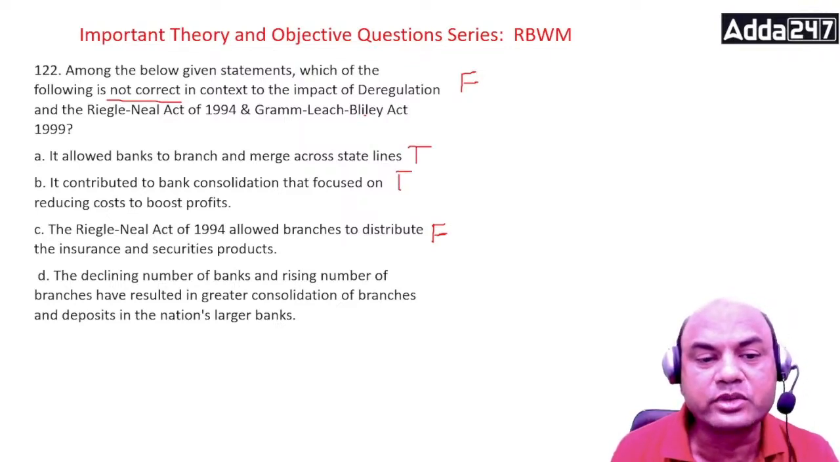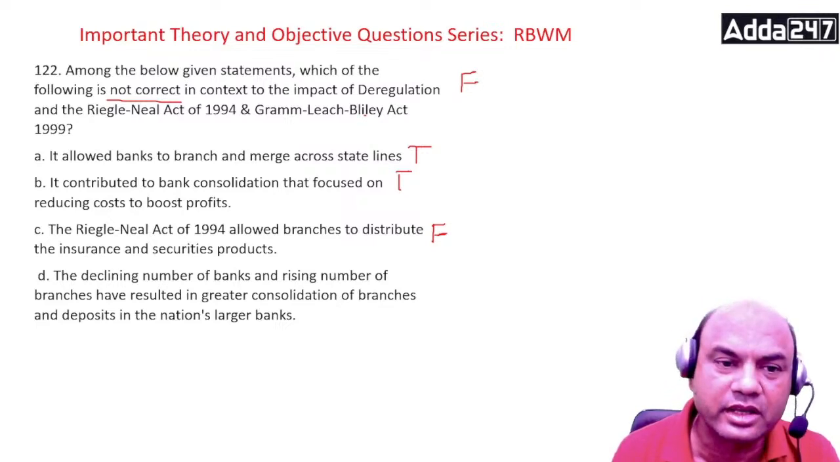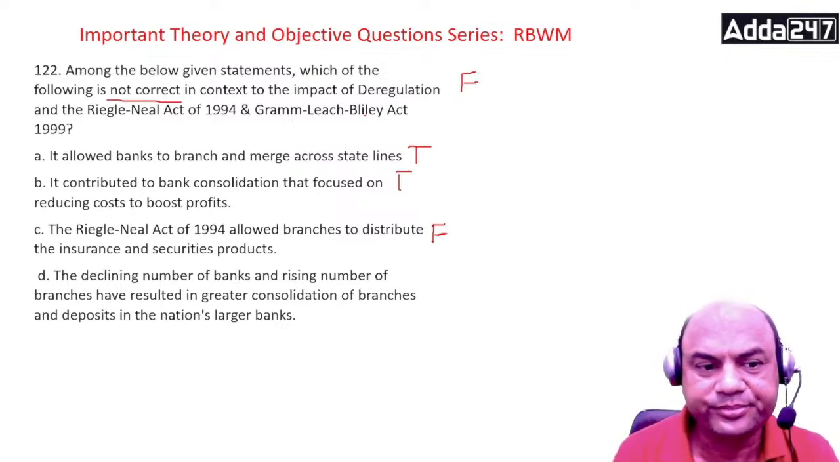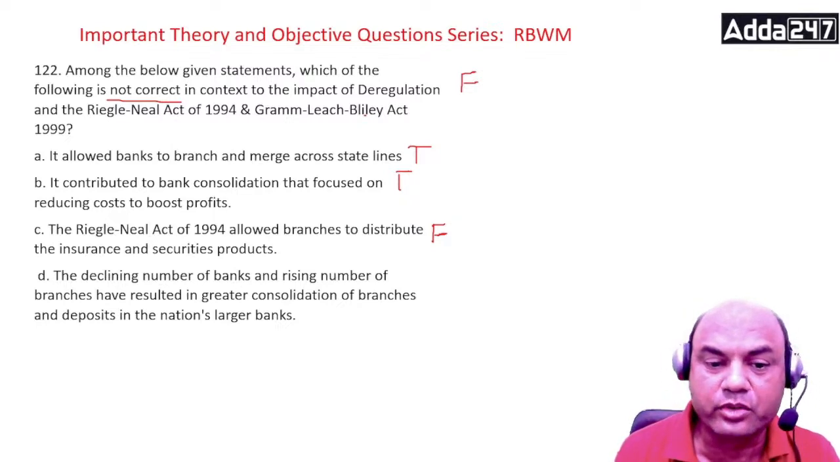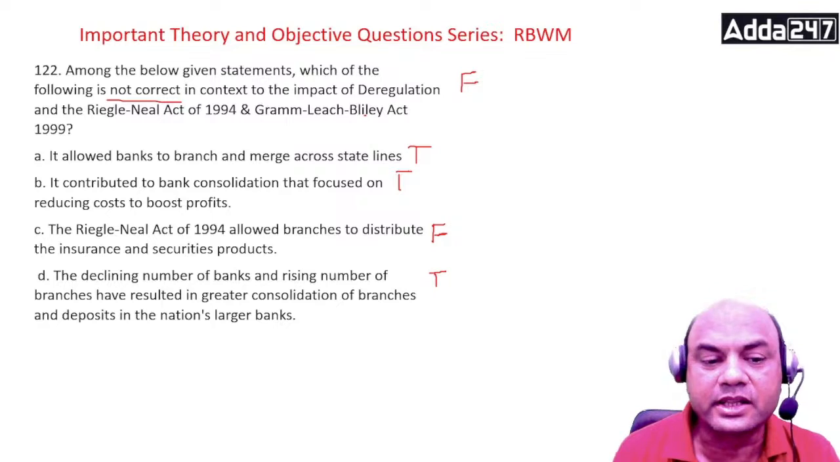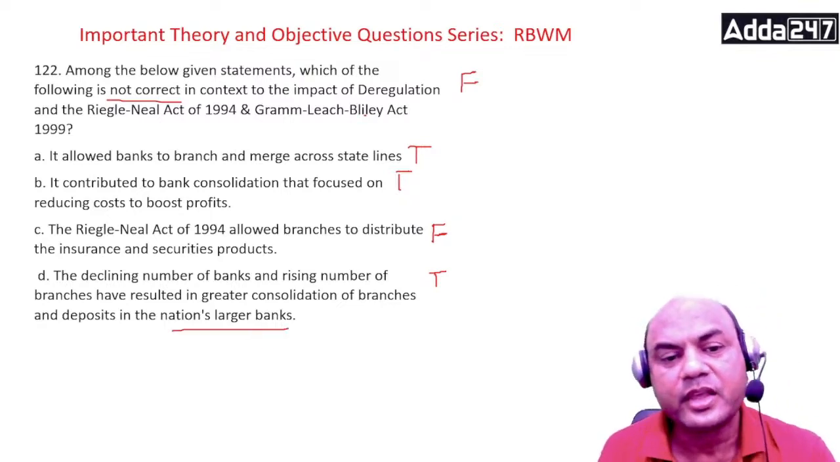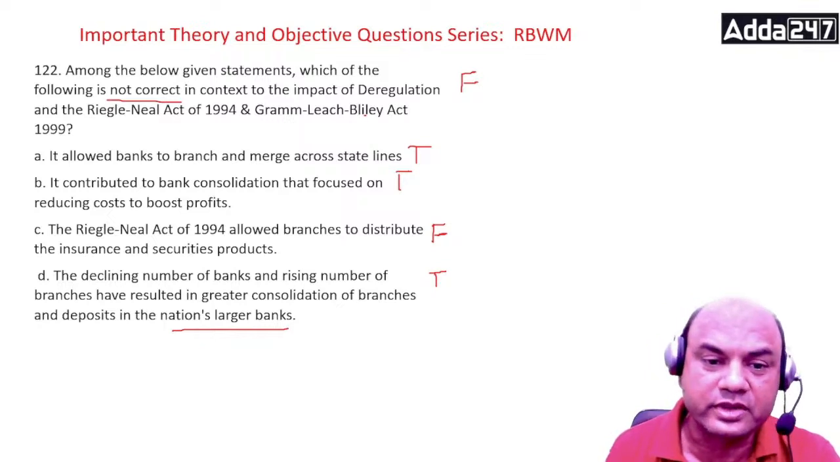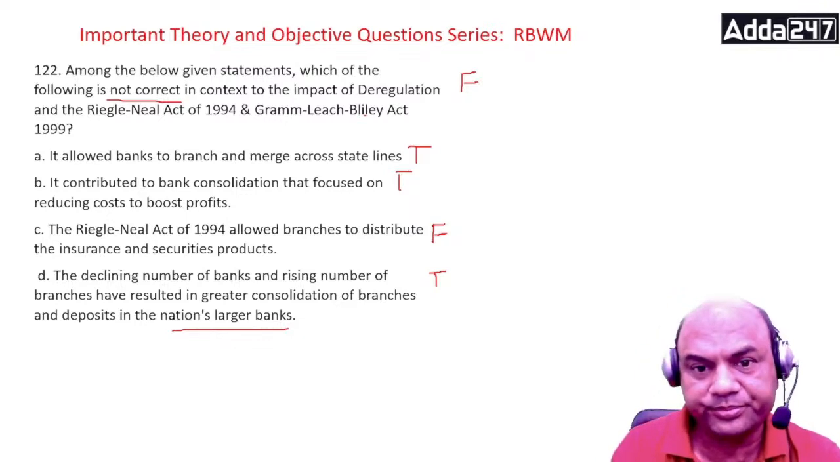So it allowed banks to merge and to branch. Branch means increase the branches or reduce the branches. It contributed to the bank consolidation that focused on reducing cost to boost profits. And the last true one is this: the declining number of banks and rising number of branches have resulted in greater consolidation of branches and deposits in the nation's larger banks. Okay. So these are all true and you want a false one. So the false one is given, but you also read the true ones. Okay.